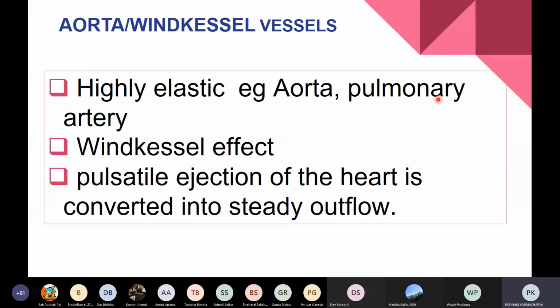And these arteries distend when the blood pressure rises during systole, and they recoil when the blood pressure falls during diastole. That effect is called the Windkessel effect. So the aorta is called a Windkessel vessel because of its elastic property, and it shows the Windkessel effect. That is, these arteries will distend or dilate when the blood pressure rises.